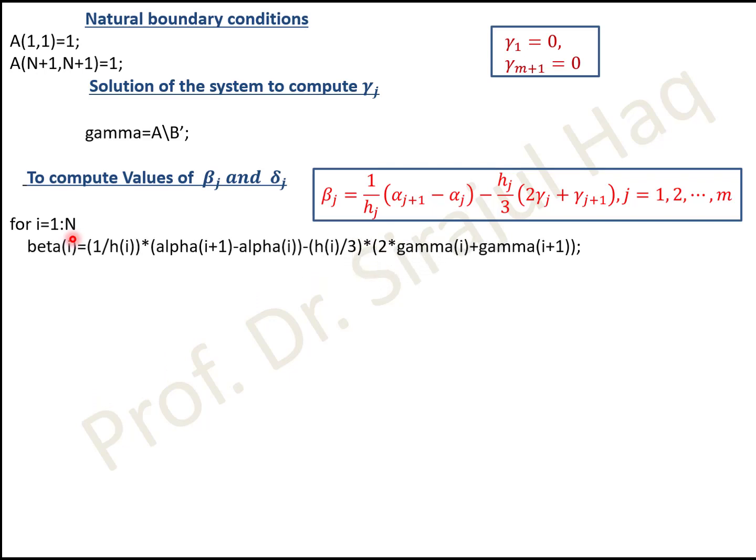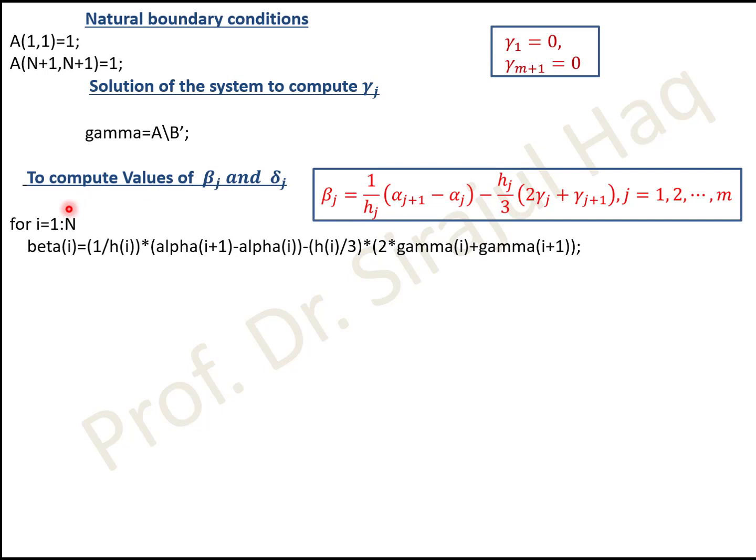So let's find out the value of beta i. So beta i is equal to 1 over hi multiplied by alpha i plus 1 minus alpha i, which you can see over here, minus hi divided by 3 multiplied by 2 gamma i plus gamma i plus 1. Alpha i's, gamma i's are known, so you can find out the values of beta i's. When i is equal to 1, beta 1 is 1 over h1 multiplied by alpha 2 minus alpha 1 minus h1 divided by 3 multiplied by 2 gamma 1 plus gamma 2.